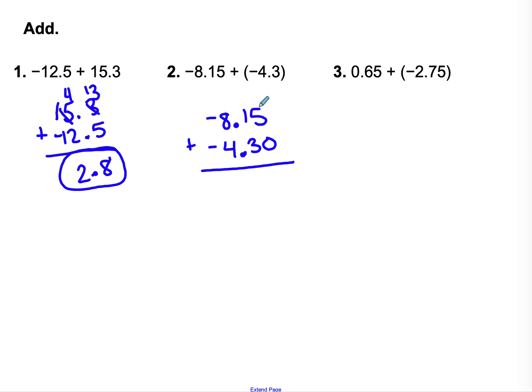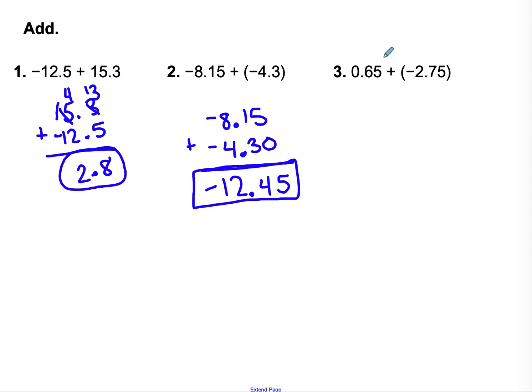Same signs, find the sum. 5 plus 0 is 5. 1 plus 3 is 4. Bring down that decimal. 8 plus 4 is 12. I'm adding two negative numbers, so my answer is also going to be negative 12 and 45/100.